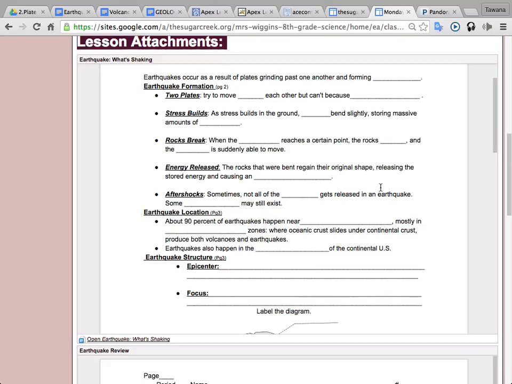What does energy release have to do with anything? Jamia, try it out, even though you didn't get to it on that day, but try it out. Earthquake. This is exactly what it's talking about. Earthquake formation. Energy release. The rocks were bent, regained their original shape, releasing the stored energy and causing an earthquake. Nope. It's an earthquake.